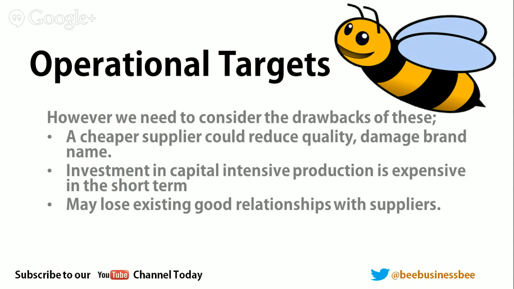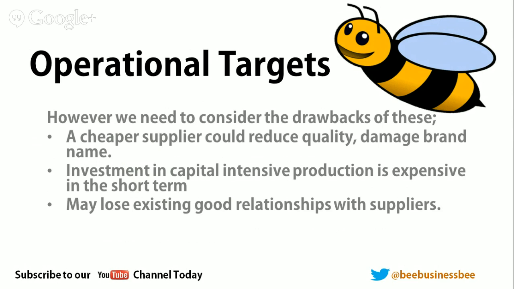Of course, we've got to consider the drawbacks of any operational objectives. So if we have a cheaper supplier, we could reduce the quality and the brand image and the brand name and the reputation of the organization. If we want to increase our capacity, then we may have to invest in capital-intensive production, which basically means machinery. Now, the problem with capital-intensive production is, the reason it's called capital-intensive is capital is a big word for money in business terms. You probably worked that out already. And it is vastly expensive to invest in machinery.